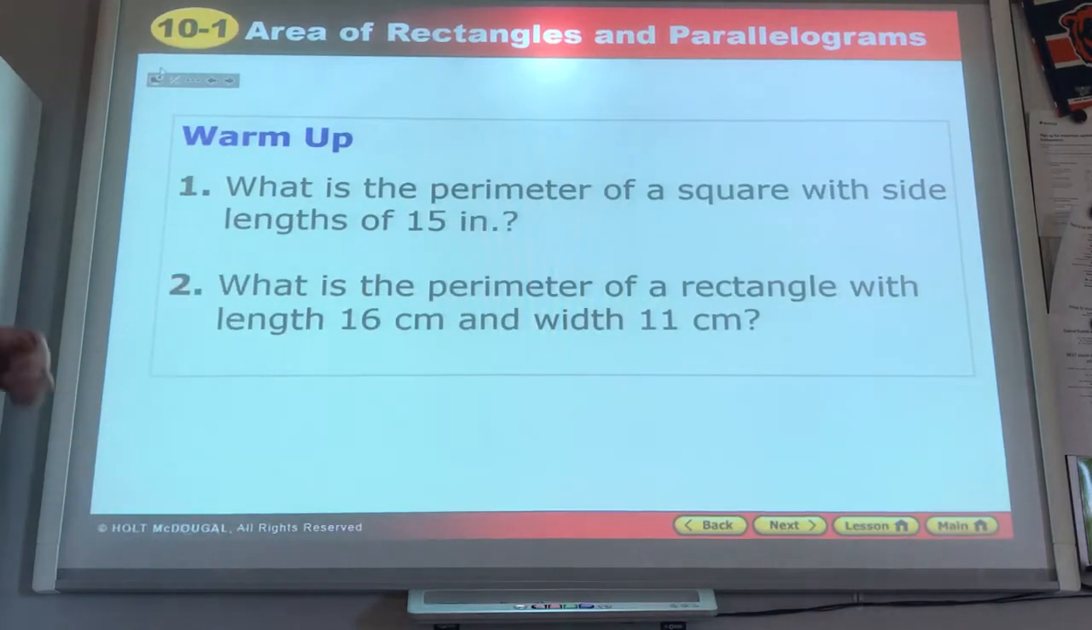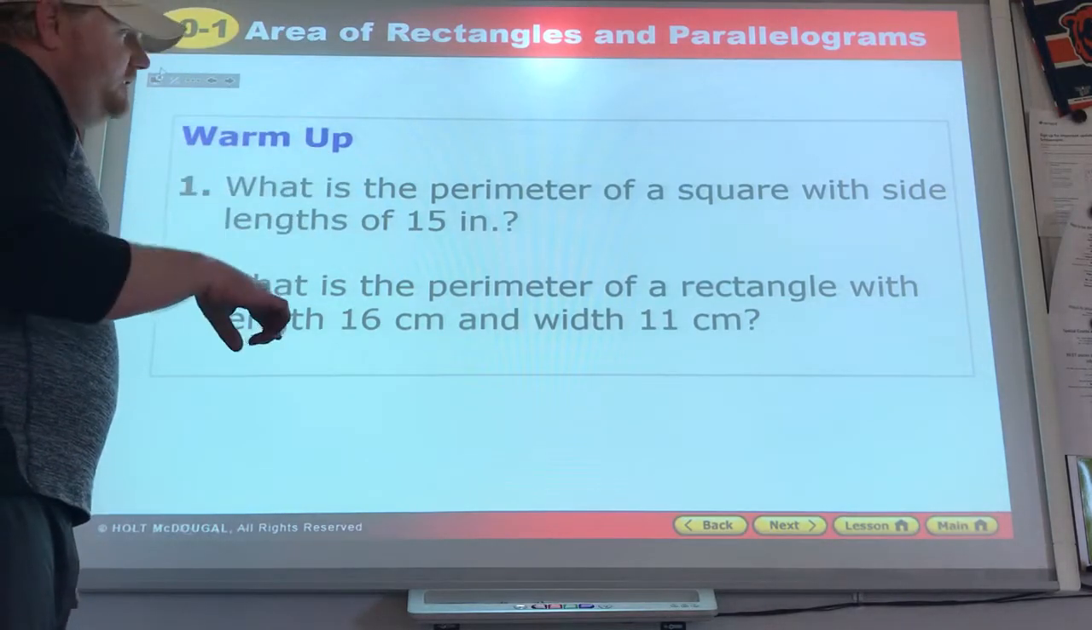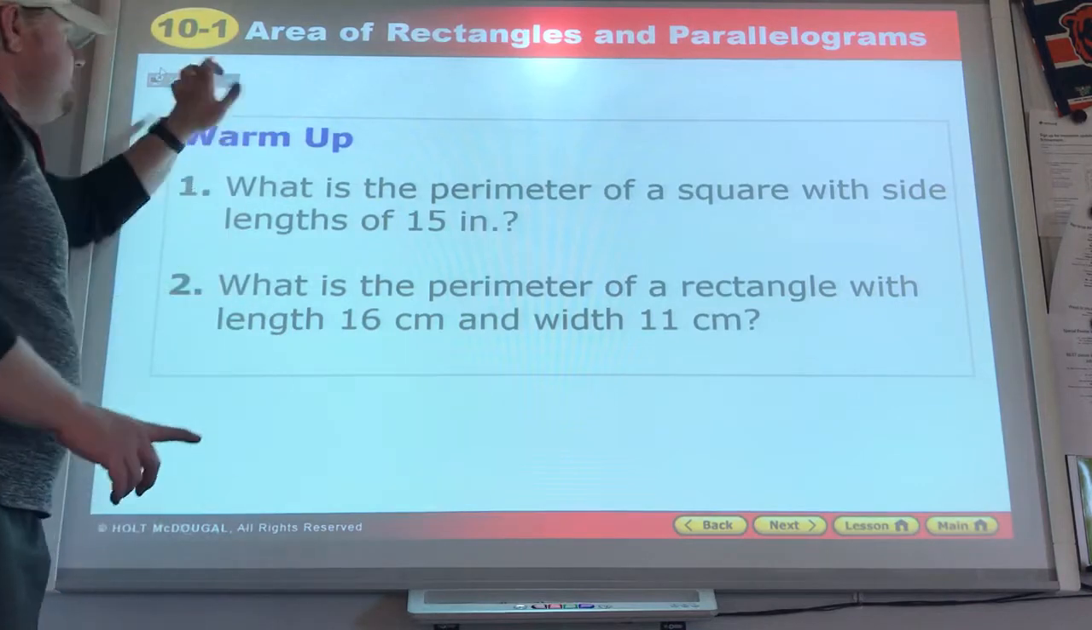What is the perimeter of a square with lengths of 15? Now, we have to think, a square has 4 sides, 15 on each. If I was to walk around the whole square, 15, 15, 15, 15, that's 4 of them, so it's 60.